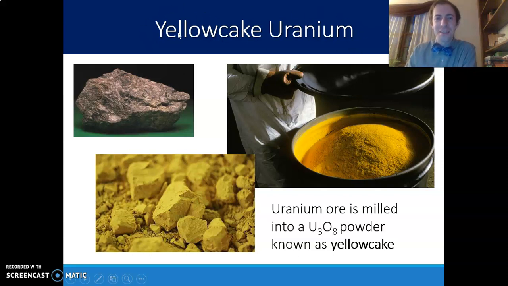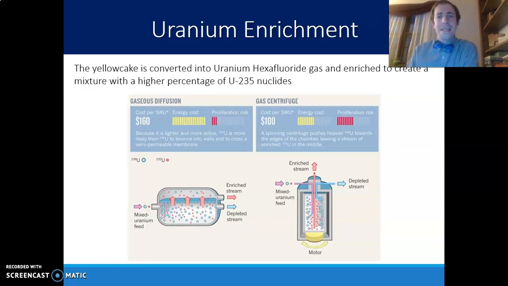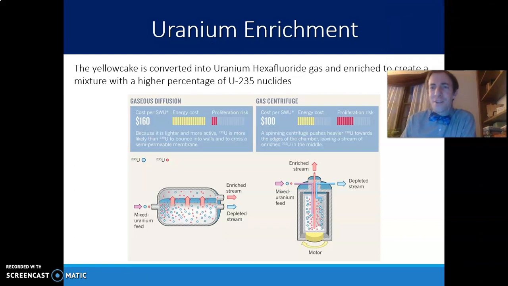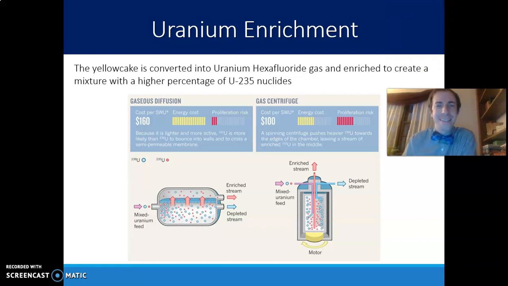And it's not as delicious as it sounds. Yellowcake uranium is another fancy name for uranium oxide, U3O8. And this is just this yellow powder that is much more concentrated in its uranium, much easier to transport and to store. Now, that uranium needs to undergo some further processes to get to the point that we can actually use it in a nuclear reactor or a nuclear weapon.